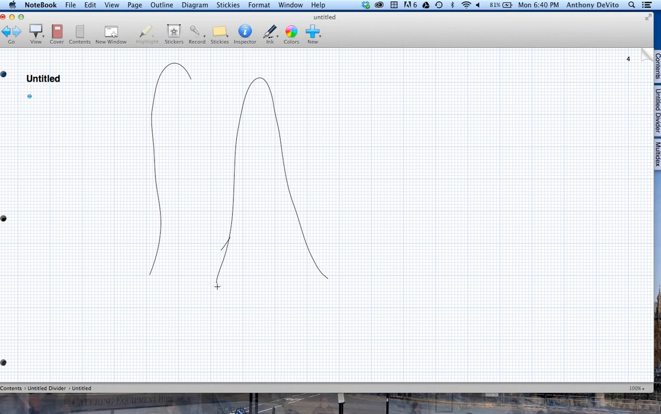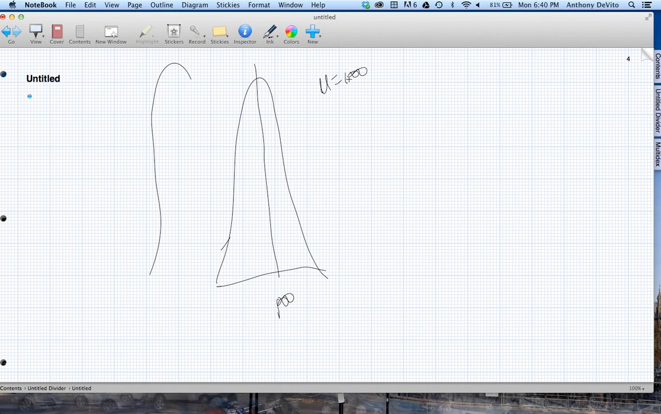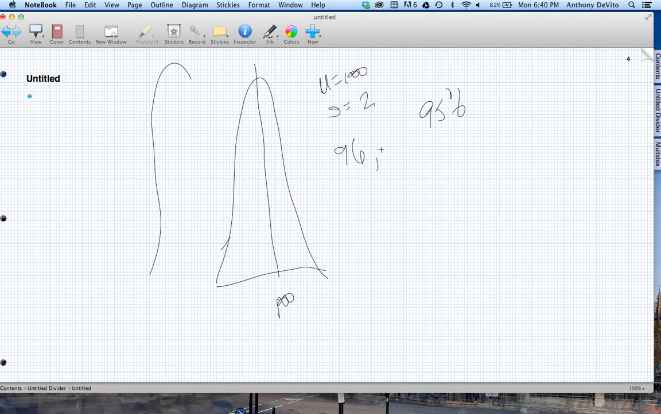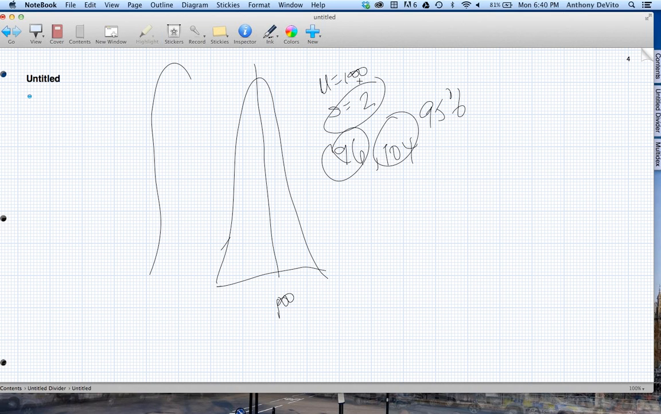This normal distribution is very tall and narrow. Let's say the mean of this one is 100, and the standard deviation is equal to 2. Okay, 95% of the people in this population are between what two values? It's going to be 96 to 104, right? Everybody agree with that? 2 standard deviations below, 2 standard deviations above. So the only thing that changed here was the standard deviation.